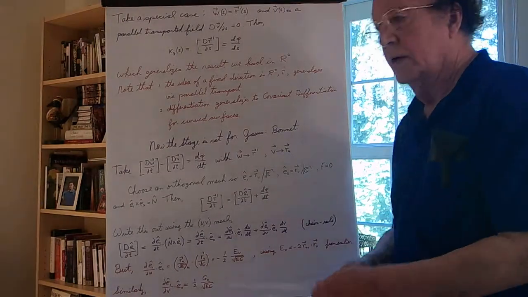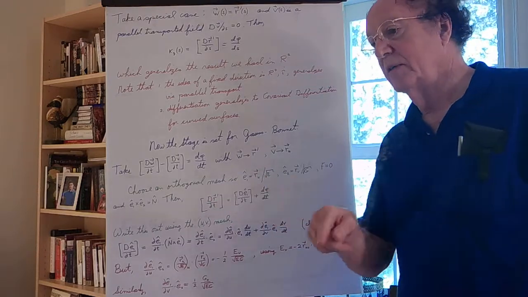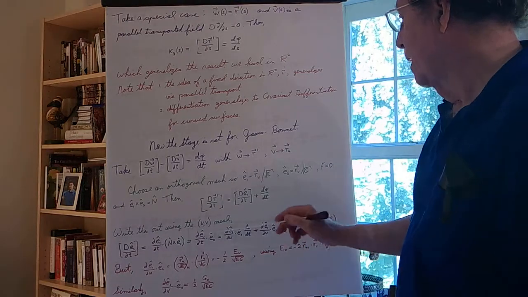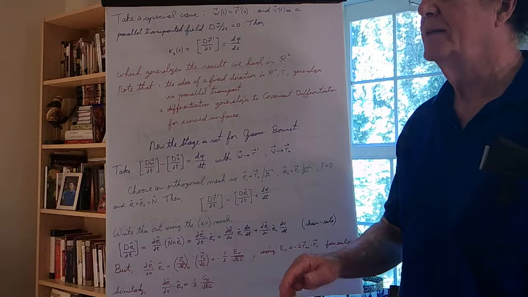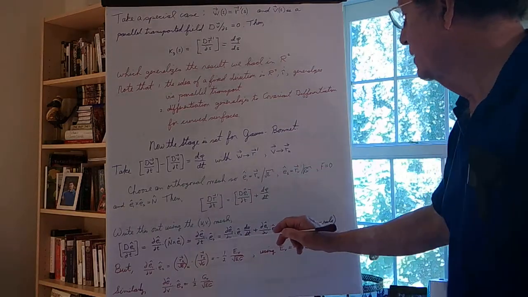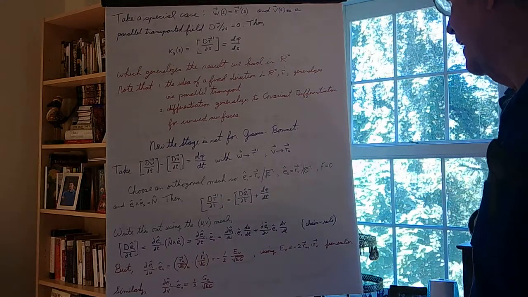Okay, so I have a direction E1 on the surface, a direction E2, and the cross product is N. But then you see N cross E1, well, what does that give me? Well, just take the cross product, you see, it gives me E2. So I can simplify this expression, and so I've written it down like that.